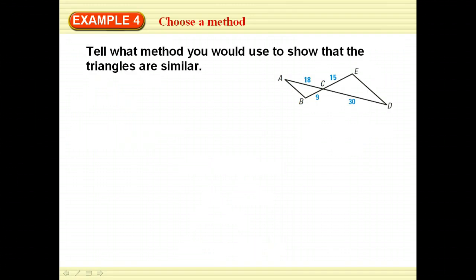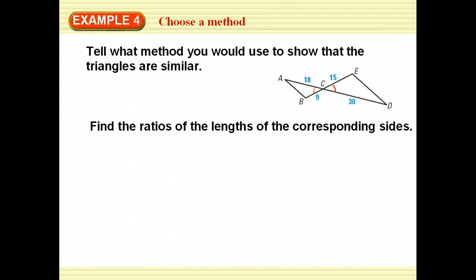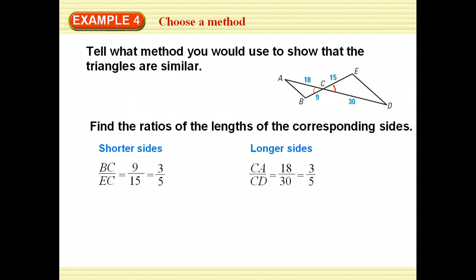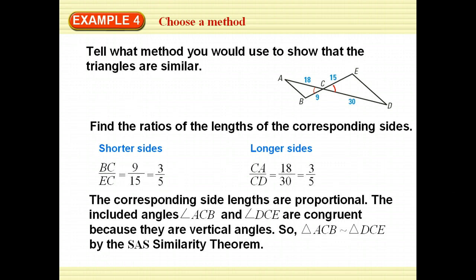What method would I use to show that these triangles are similar? Well, what I would do is notice first, look here to see what I have. I would have 2 sides. I don't have any information about the third side, but I do have an angle here. So what I can do is find the ratios of the corresponding sides. Now remember, I'm going to do the short to the short and the long to the long, and I see that they're both 3/5, and I also have those 2 angles congruent by vertical angle theorem, and therefore we know we have side angle side similarity.